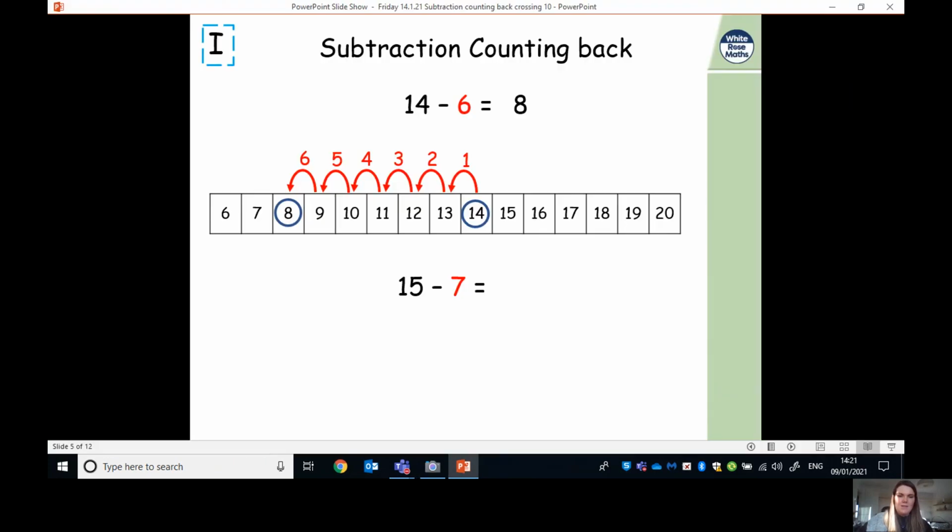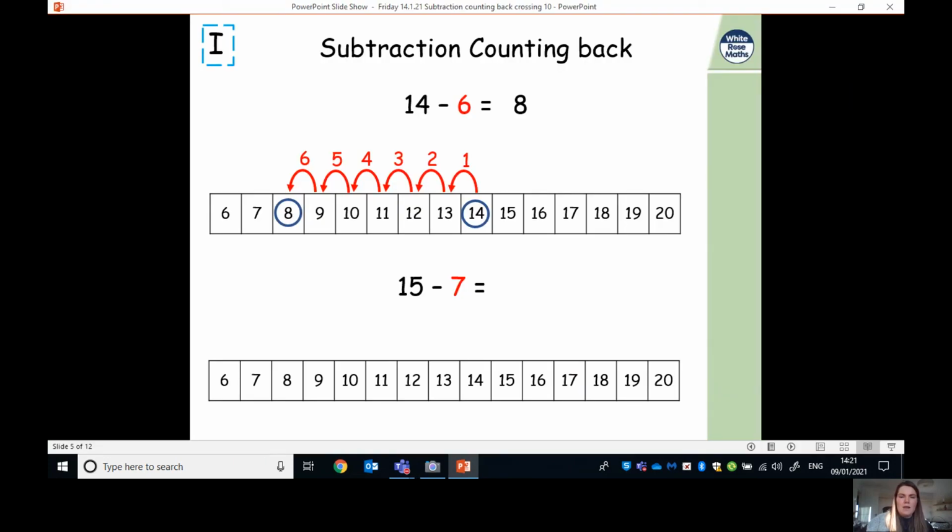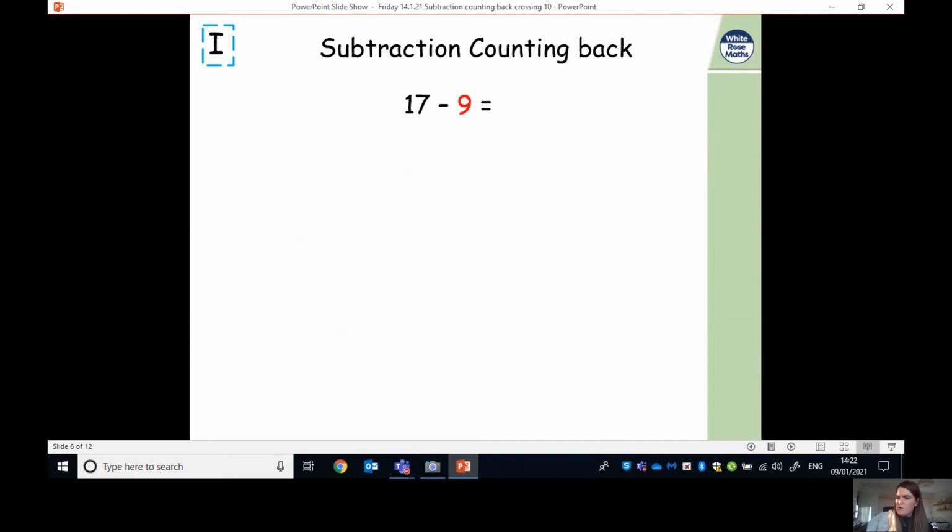Great work. And let's see it in action. We've got our number line. We found the number 15 and we circled it because we knew that was the number we're subtracting from. We went backwards on the number line and we went backwards how many jumps? 7. We went 1, 2, 3, 4, 5, 6, 7, and we landed on the number 8. 15 minus 7 is 8.